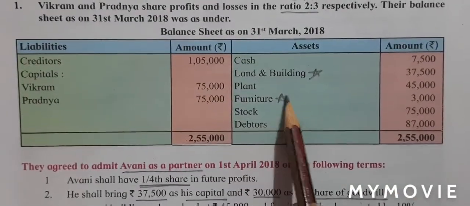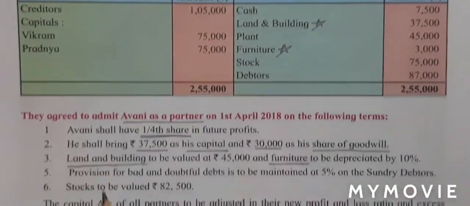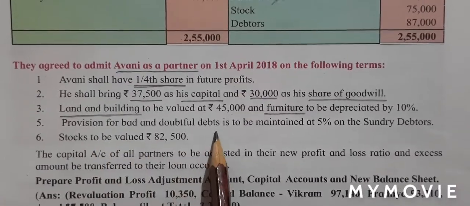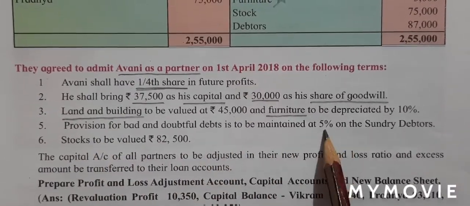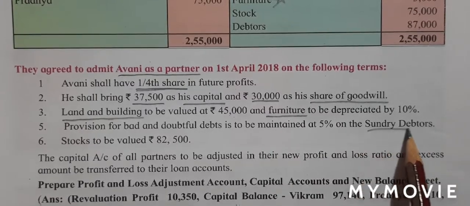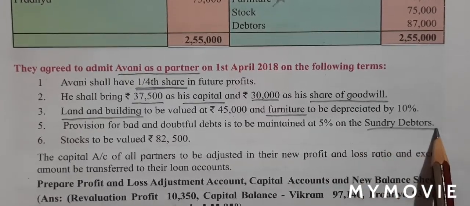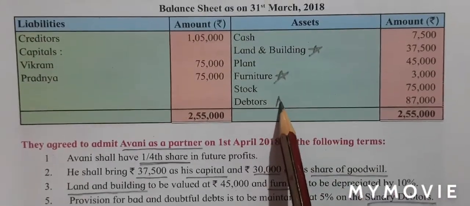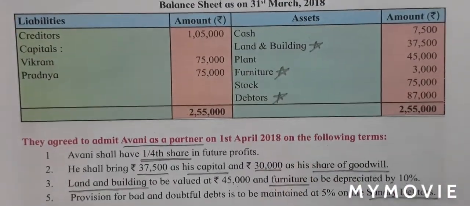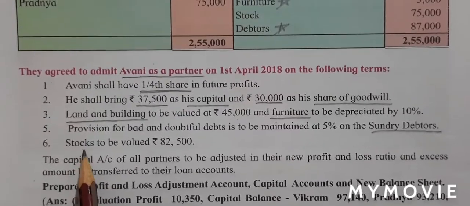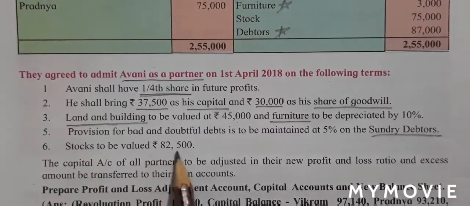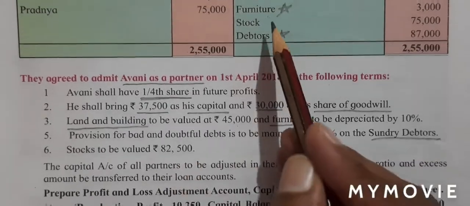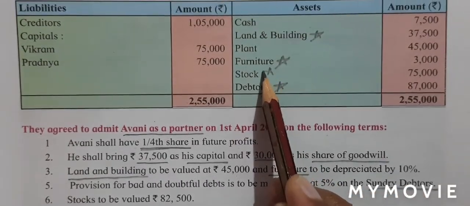Next, provision for bad and doubtful debts is to be maintained at 5% on sundry debtors. So I have to maintain a provision for debtors. So for debtors, I will mark a star. Next, stock to be valued at rupees 82,500. So I'm going to mark a star for stock.